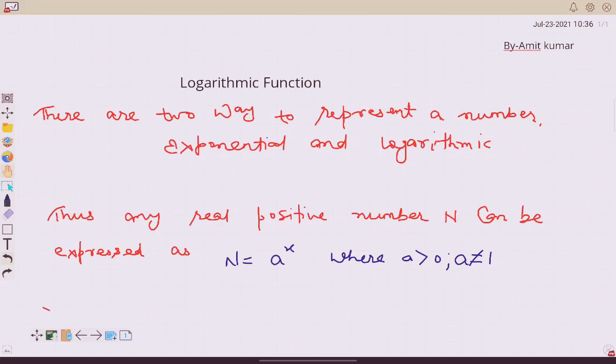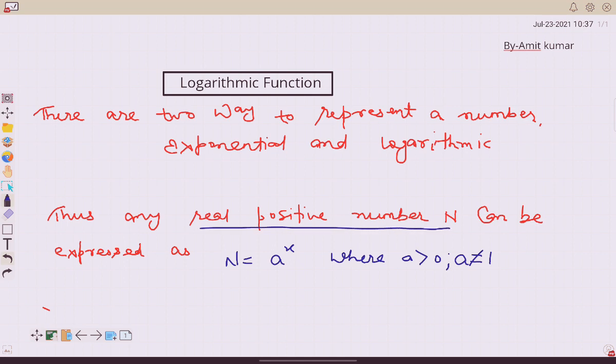Today we will study the logarithmic function. What is a logarithmic function and how can we start this topic? First of all, suppose we are given any real positive number n. We can represent n is equal to a raised to the power x. This one is called exponential representation.